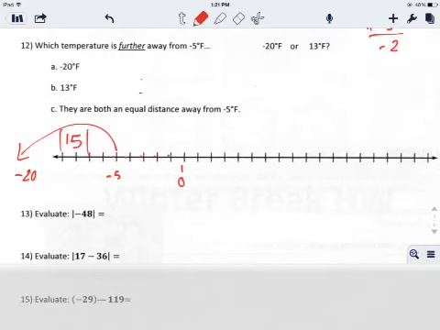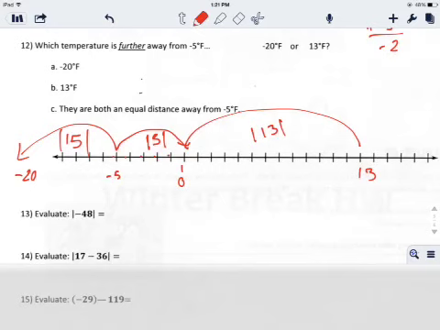And let's put 13 over here somewhere. That's positive 13. And I'm pretty sure I know who's going to win this, but let's just double check. From negative 5 to 0, that would be 5 steps, right? So absolute value 5. And from 0 to 13 would be 13 steps. So that's a total of 5 and 13 is 18 steps this way. So clearly negative 20 is closer.